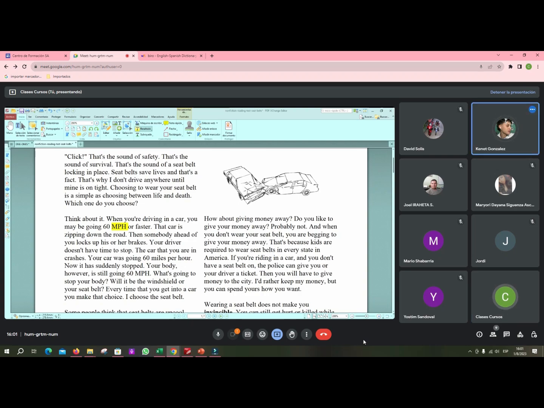Click, click. That's the sound of safety. That's the sound of survival. That's the sound of a seatbelt locking in place.